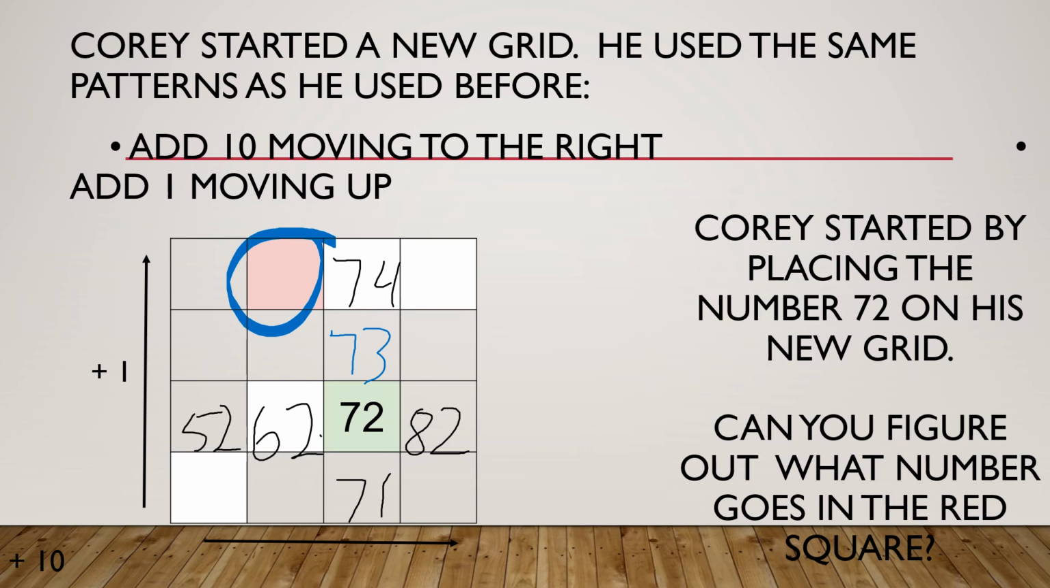Awesome job. Now I think we can add ones going up to solve this problem. So we have 62. We're going to add 1. 63. We're going to add 1 more. That is 64. So wait, we're trying to get to the red square. The number that is in the red square is 64. And how do we figure this out? Well, we added 10s going to the right, which also means we had to subtract 10s going to the left. We added 1s going up, which got us to 64. Good thinking, boys and girls. I love the way you do that.